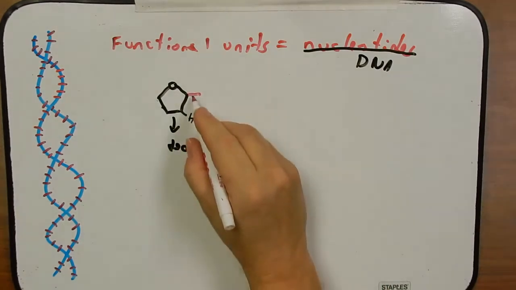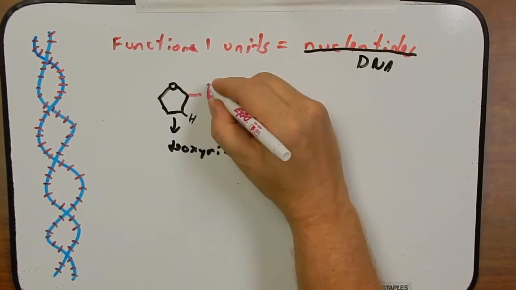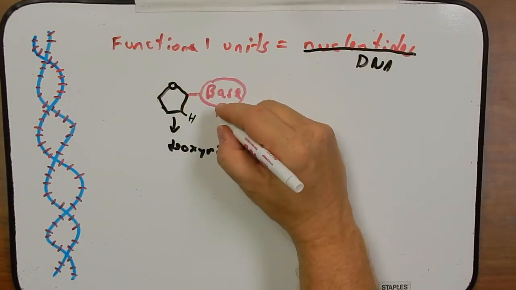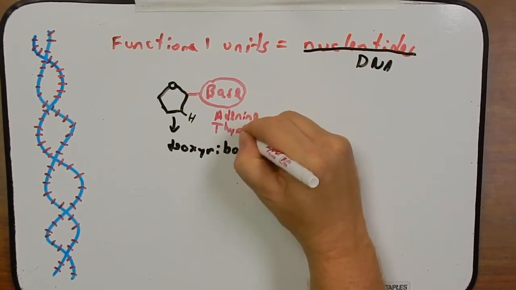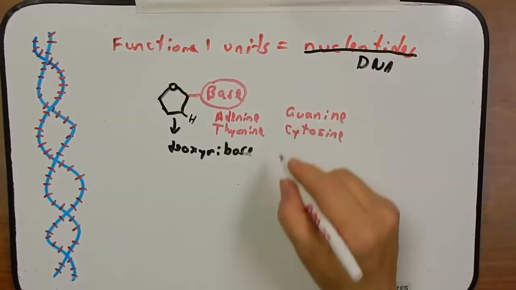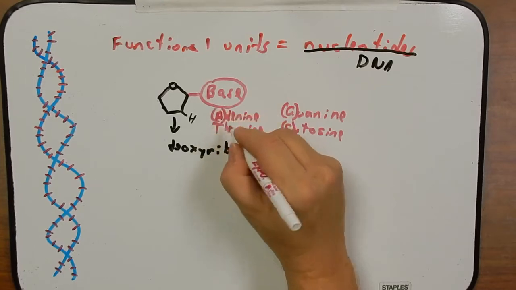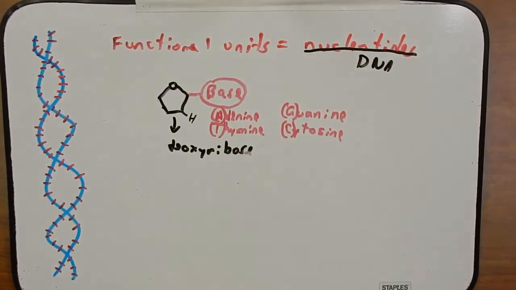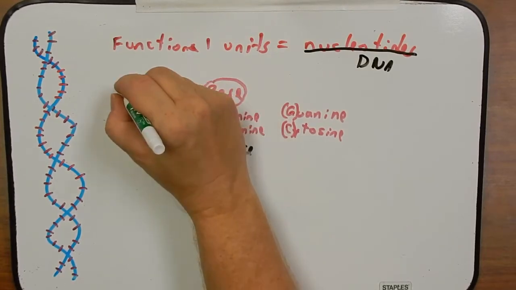Now, off the 1' carbon here, we have a base. And we'll come back to bases in a moment. But in DNA, for now, what I want to tell you is that the bases can be adenine, thymine, guanine, or cytosine. For simplicity, we often just refer to them, as we're talking about them, as ATCG, or GC in this case. And then coming off this 5' carbon, we have a phosphate group.